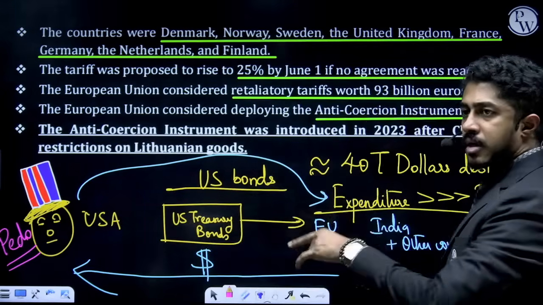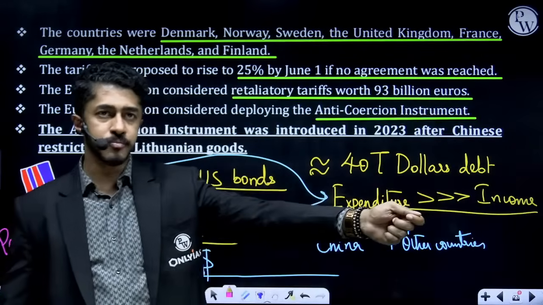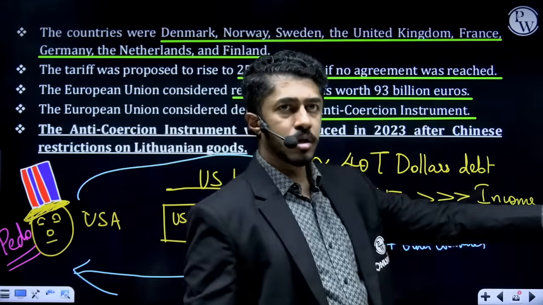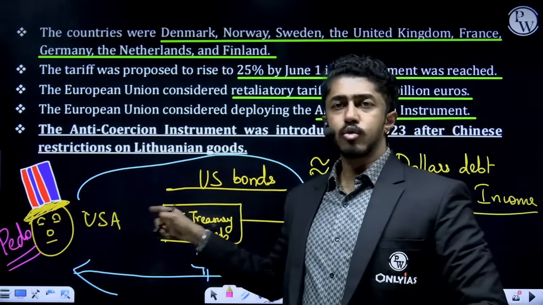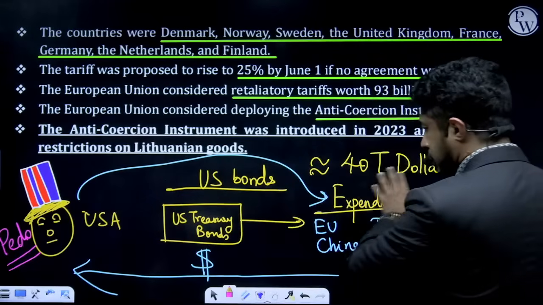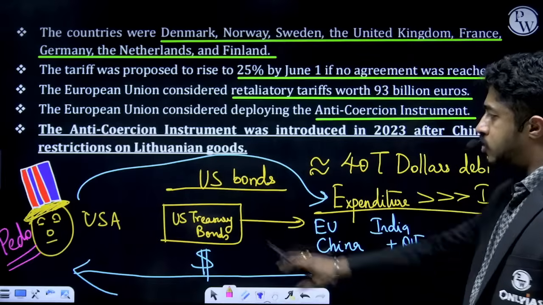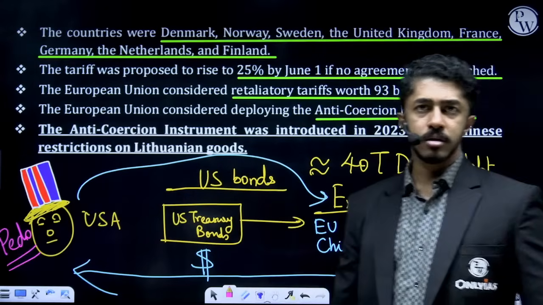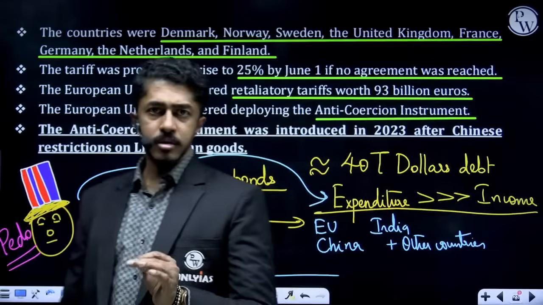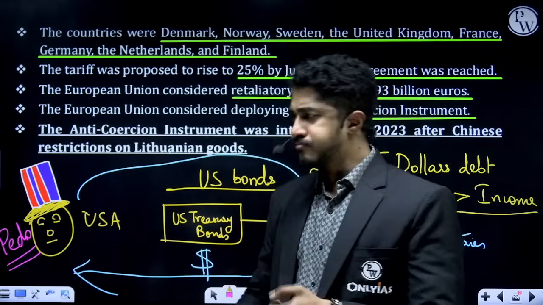This is how the economy runs in USA. Whenever I'm in need of money, I will just give these bonds. We'll come to that. They'll issue these bonds. These countries will make the payment in dollar. That dollars will go into the economy. So who is owning these? European Union is having it. China is having it. Got the point?